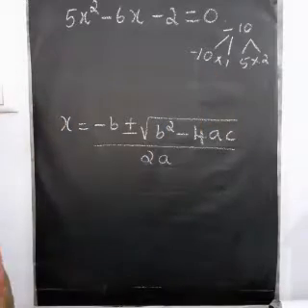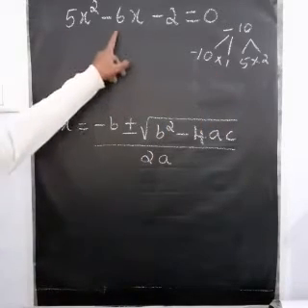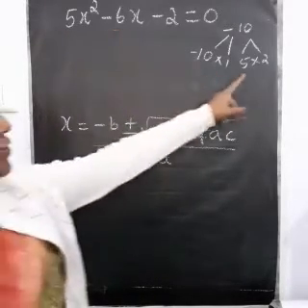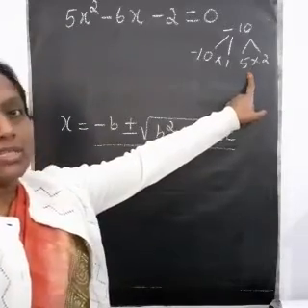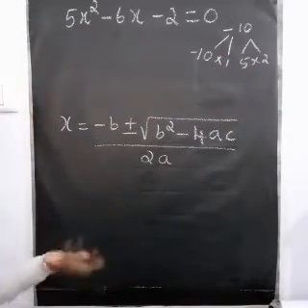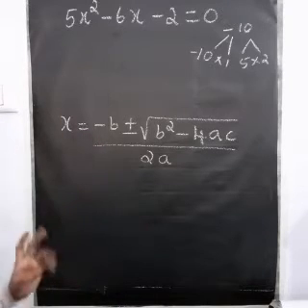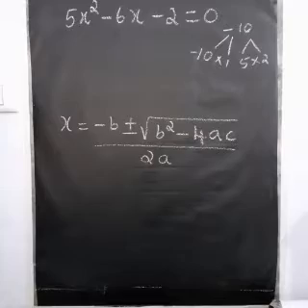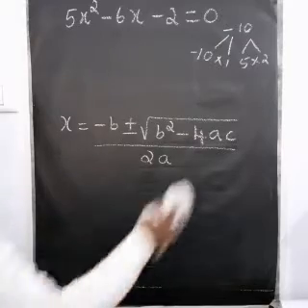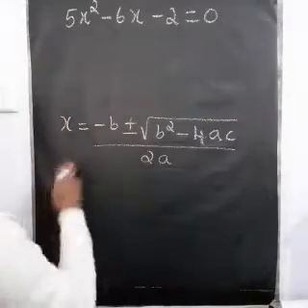Now when you add or subtract 10 and 1, you will not get 6. Same goes for 5 and 2. When you add or subtract, you are not going to get 6. So it is not possible to factorize this equation and get the answer. So we have to go in for the quadratic formula. Now let us see how we go about it.